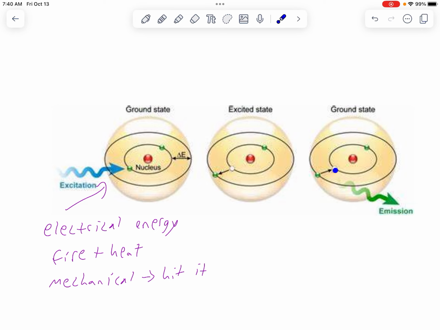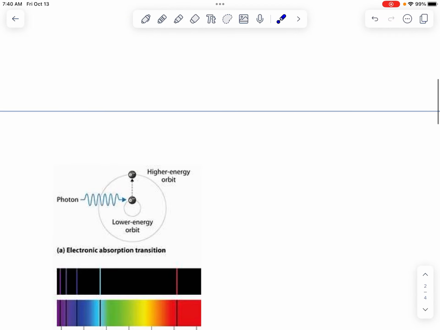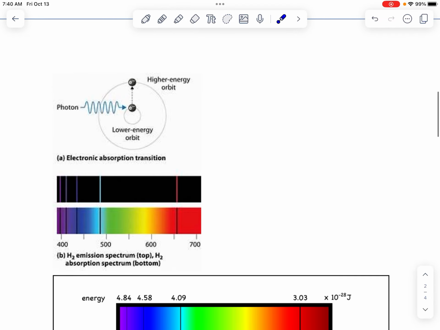You're adding potential energy to it. As it drops back down, it releases that energy. And then that energy, of course, is light. And if it's light we can see, it'll have a color. And that's basically where color comes from. It's electrons dancing back and forth between these energy levels. Let's just review a couple different models so we can see this a few different ways.